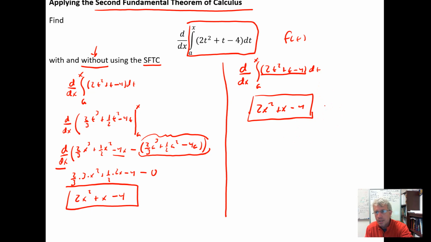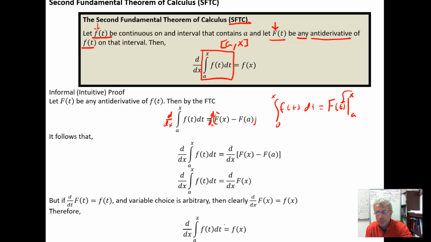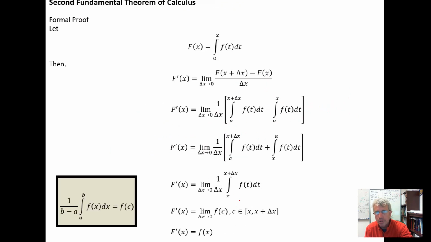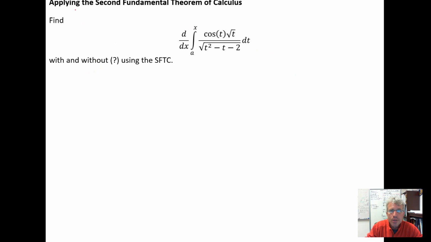And again, if you want to back up and pause on either this slide, which gives a formal proof, or this slide, which gives a more informal proof, you can look through and see the proofs for the second fundamental theorem of calculus. So one more quick example. Find the derivative of the definite integral of the cosine of t times the square root of t divided by the square root of t squared minus t minus 2 dt. And it says to do it with and without using the second fundamental theorem of calculus.